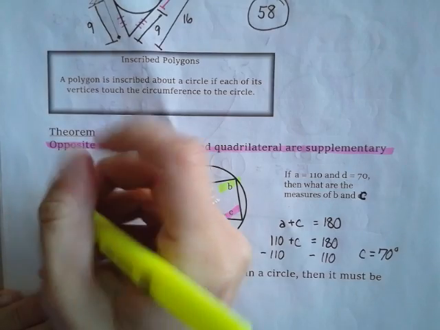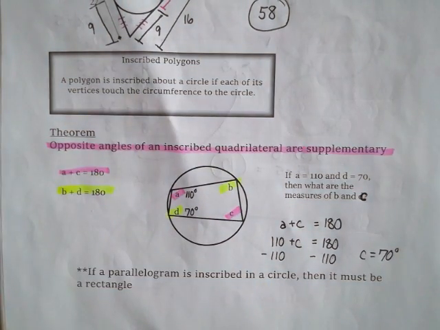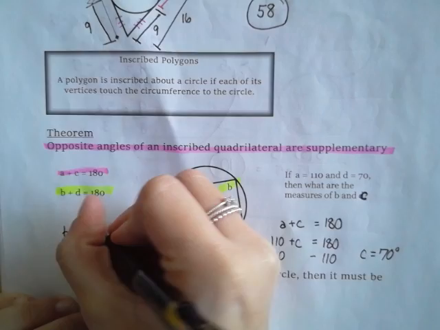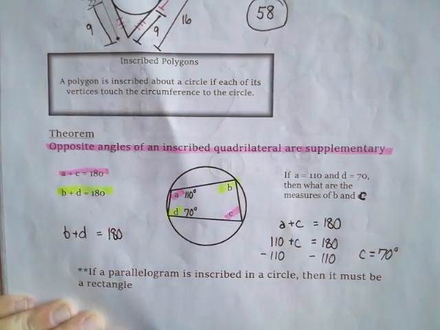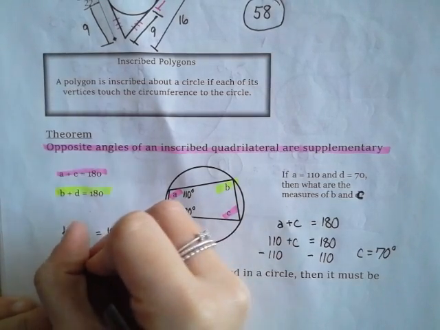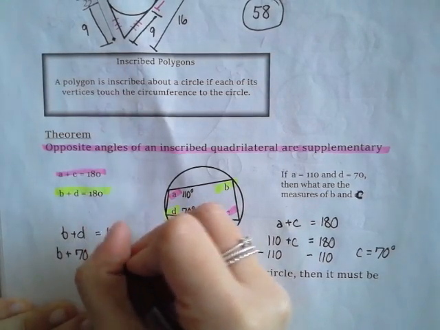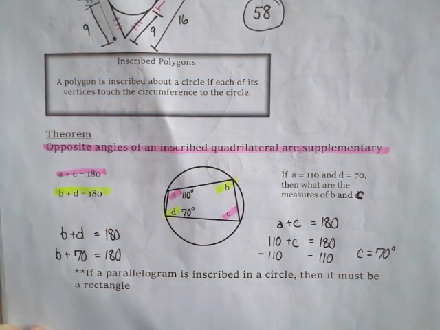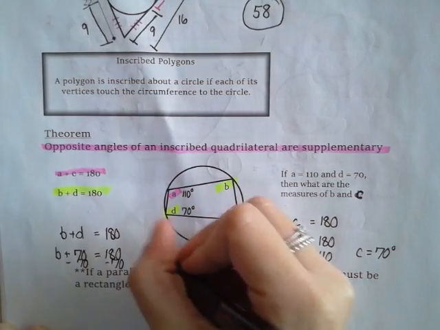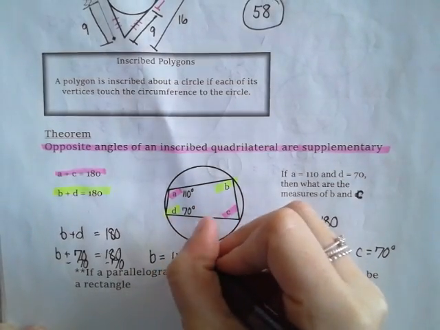Then, since B plus D equals 180, we can follow the same steps. B plus D equals 180, so we could also rewrite that as B plus 70 equals 180. To solve for B, I'm going to subtract 70 from each side. So B equals 110 degrees.